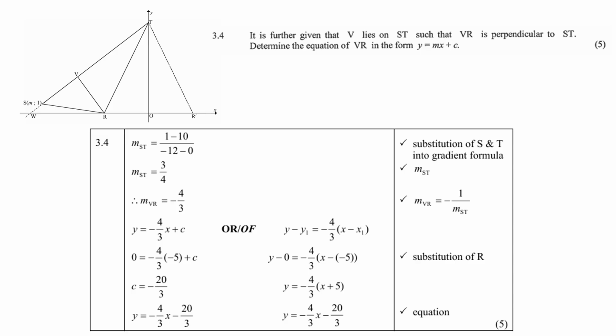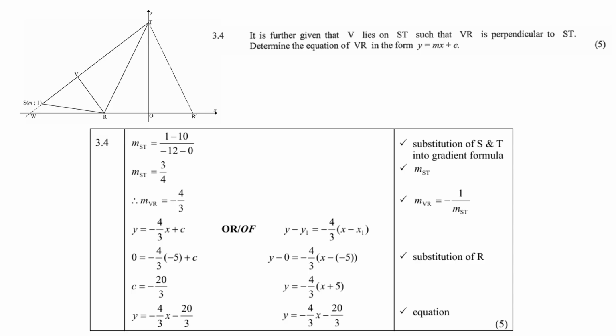So the gradient will be change in y over change in x. So it will be 1 minus 10 over negative 12 minus 0. So therefore, the gradient of ST is 3/4. So VR's gradient will be the inverse with a negative, because remember, if you multiply the two, you must get -1. So therefore it will be -4/3.